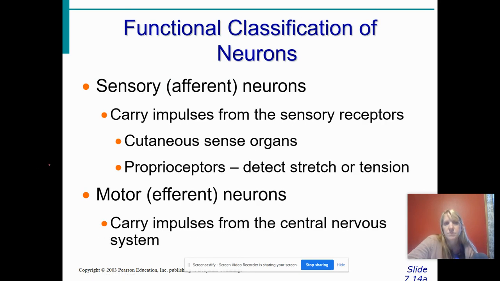Right, we already talked about this, but sensory are also called afferent. It's so fun when they have two names. You have to know both of them. The sensory goes toward the brain and spinal cord, and then you have interneuron that's found in the brain and spinal cord. They're also called association because they associate the sensory with the motor. And the motor neurons carry impulses away from the central nervous system.